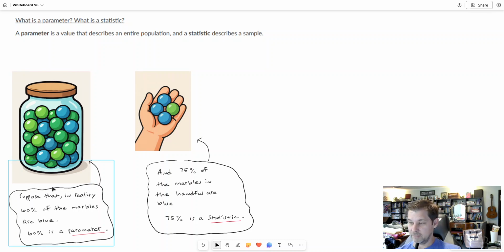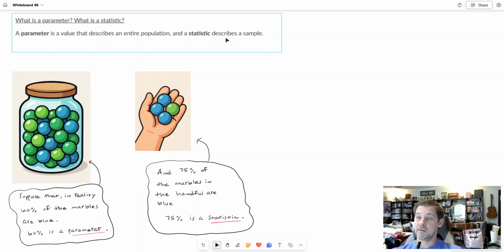But if in reality 60% of the marbles in the jar are blue, then the number 60% is called a parameter. Okay, so they seem like they're the same thing. 60% are blue, 75% are blue. But because 75% refers to the sample, it's called a statistic. And because 60% refers to the population, it's called a parameter. So you see the difference between a statistic and a parameter.